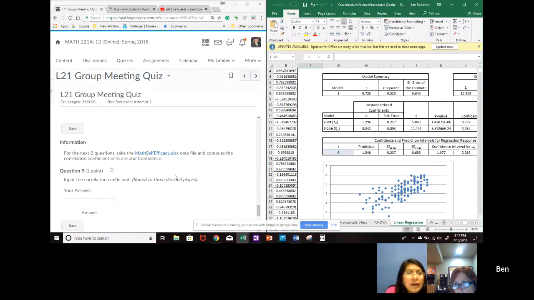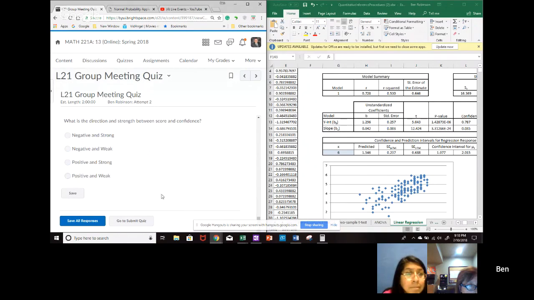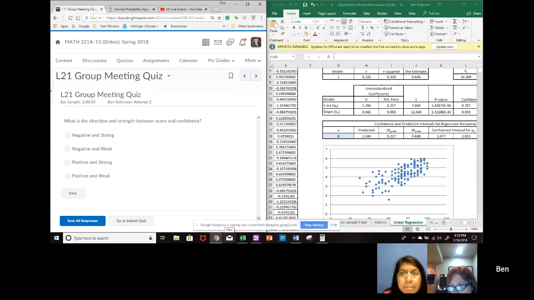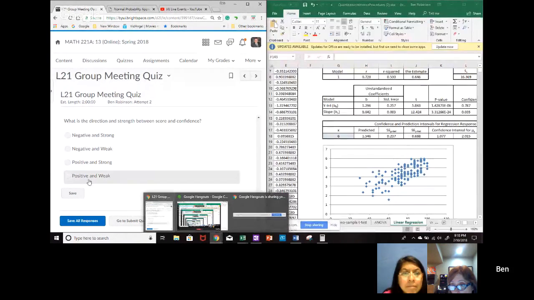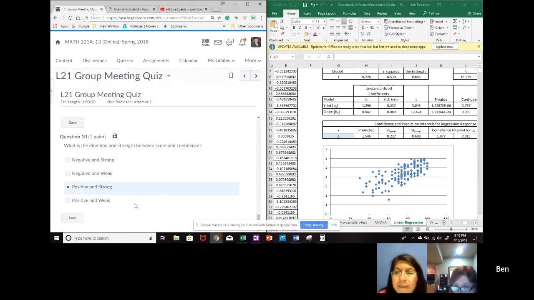Okay. Now we can see that our R is 0.728. So, what is the direction and strength between score and confidence? Oh, well, that looks like another positive, positive and strong. Yeah, I'm not sure I fully understand that yet, but I know it's positive and I know it's not weak. So it's like the other one, positive, strong. Exactly. So is anything else we need to go over or can I submit this?